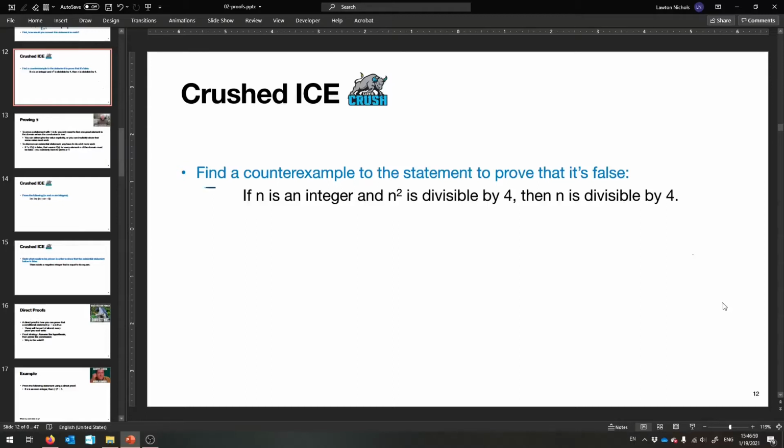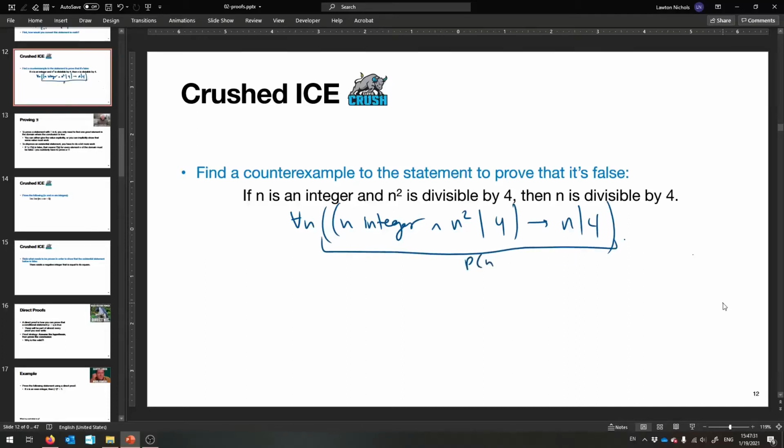This is another one that I want you to try. Give a counterexample to the statement below to show that it's false, because this is a for-all kind of statement. Let's make it math together, and then I'll let you try it yourself. If n is an integer, this is a for all, and n² is divisible by 4, remember that this is the symbol for divisible, then, implication, n itself must have been divisible by 4. That's the theorem statement, and this right here is like your P(n). So you have to find an n such that this is false. Okay?